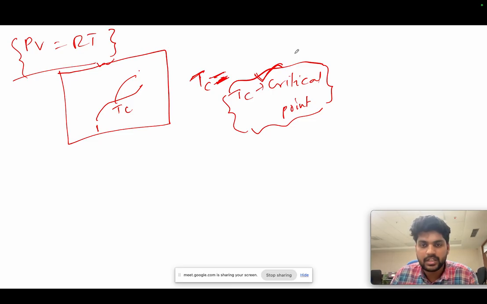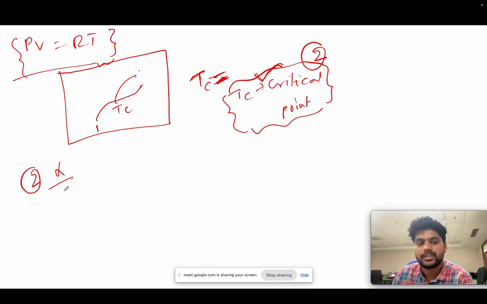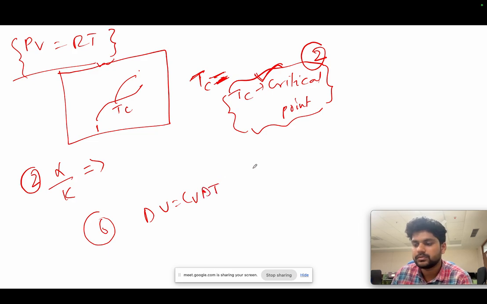Do you have any doubt regarding the problems in the second assignment? So I have answers for the second assignment. For the second assignment, second problem, you will calculate through alpha by k. And the sixth one, you know that du equal to cv dt. If you don't have any doubts, then we will go through.